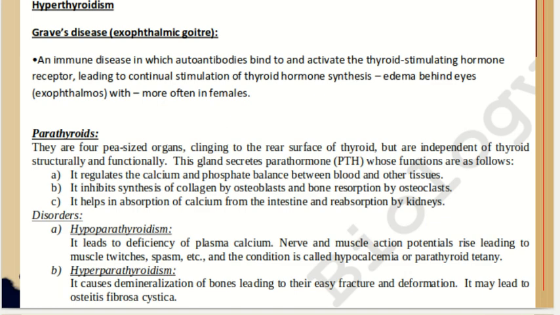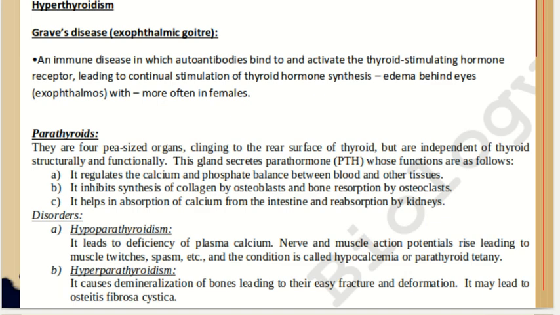The parathyroids are four pea-sized organs clinging to the rear surface of the thyroid but are independent of the thyroid structurally and functionally. This gland secretes parathormone, whose functions are as follows. It regulates the calcium and phosphate balance between blood and other tissues. It inhibits synthesis of collagen by osteoblasts and bone resorption by osteoclasts. It helps in absorption of calcium from the intestine and reabsorption by the kidneys.